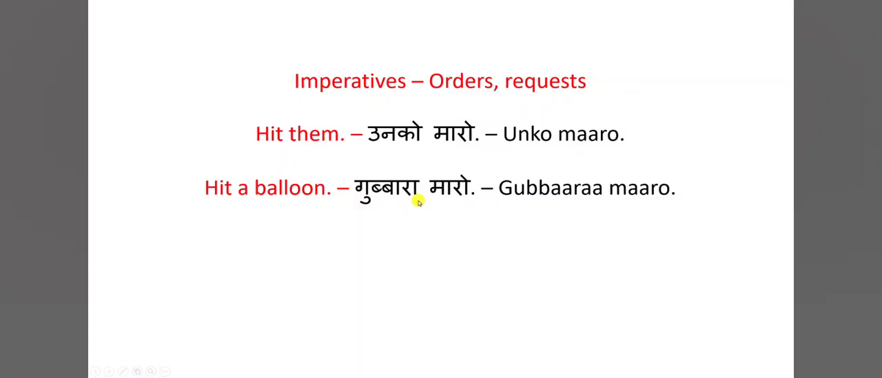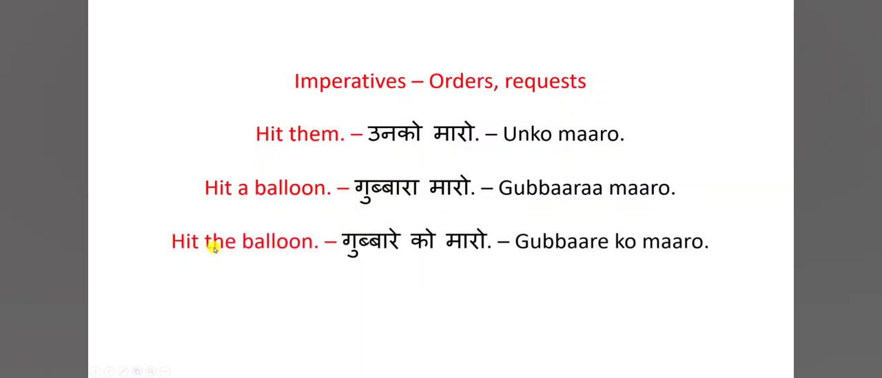Here we have not used the post position ko. Okay. Hit the balloon. Gubbare ko maro. If with an inanimate object we use ko, then the ko refers to the. And since we have a post position here, gubbara takes oblique form gubbare.